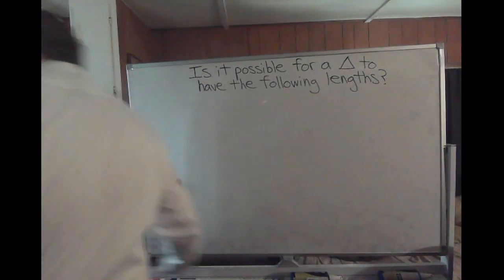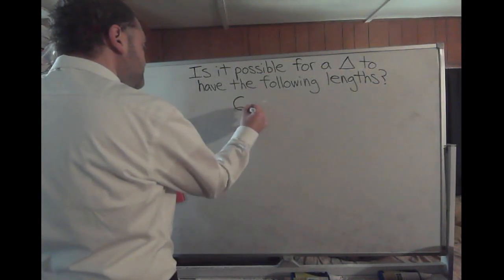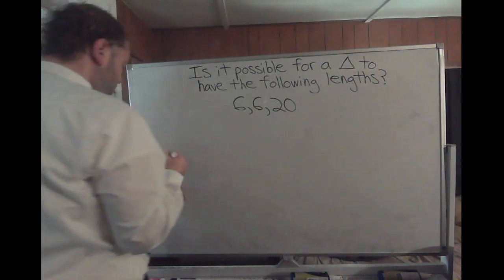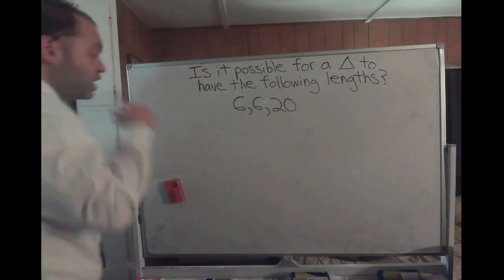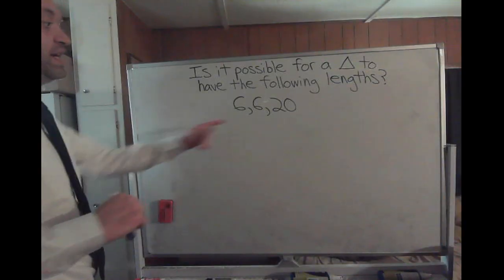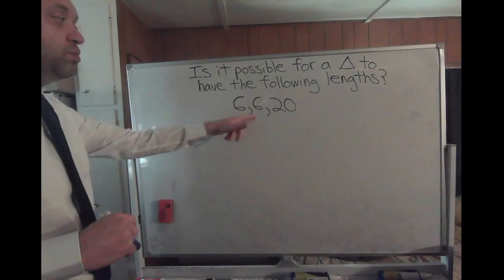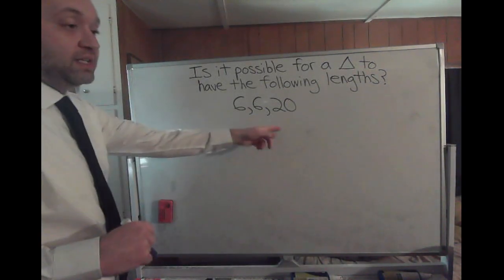Now, what about the next exercise? We have lengths of 6, 6, and 20. Is it possible? It might not look possible if you take the first two sides and add them together, because 6 plus 6 is 12, which would be less than 20.